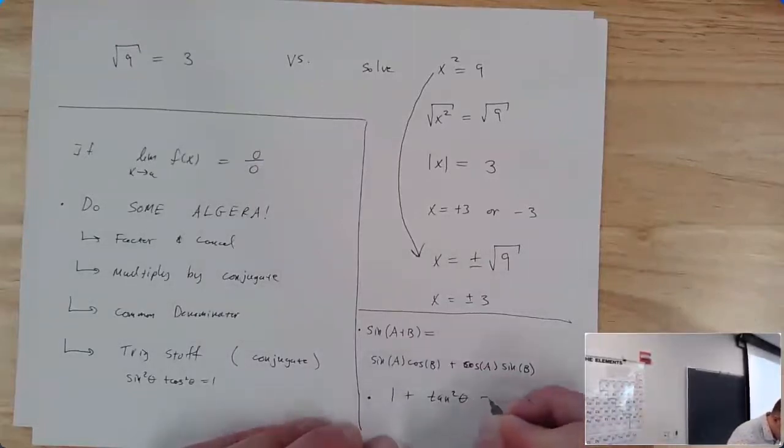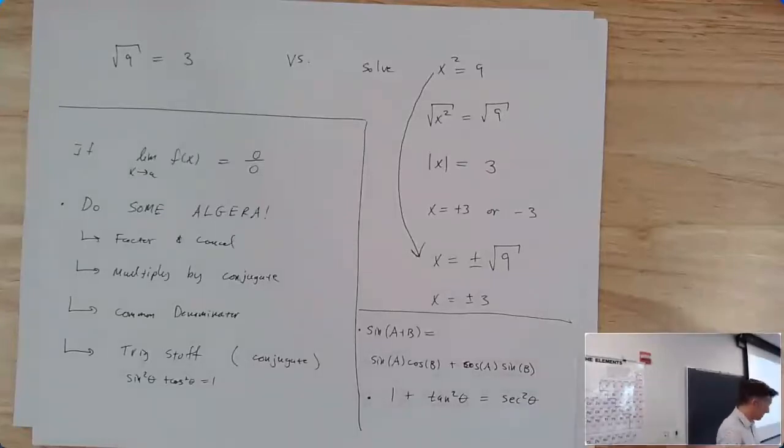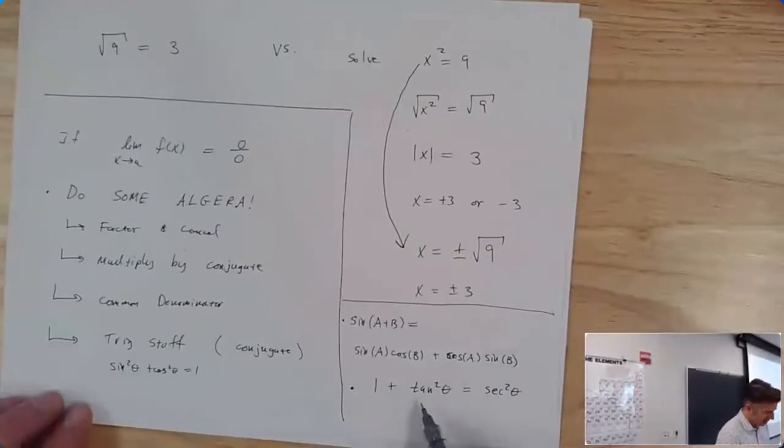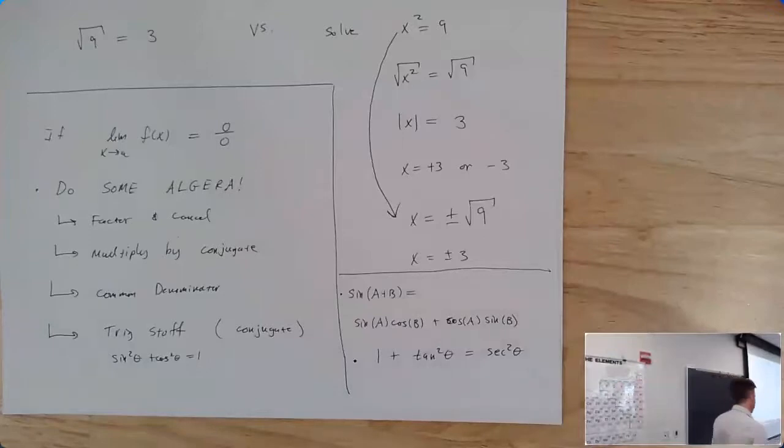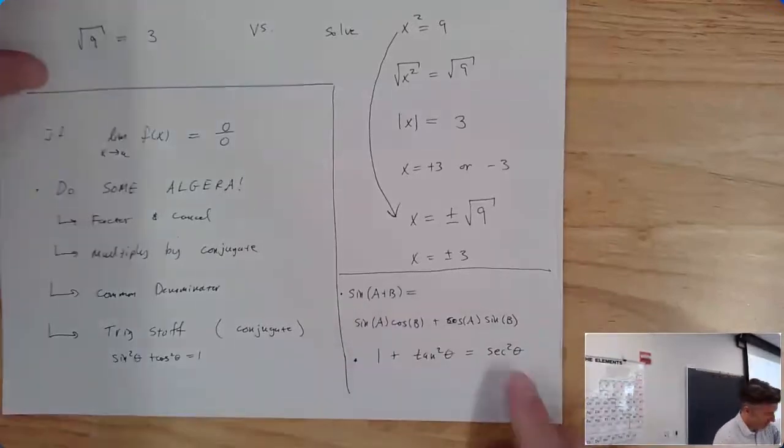1 plus tangent squared theta equals secant squared theta. Or as my student said once upon a time, "I tan and get sexy." Unforgettable. You'll never forget it. Burn it into your brains. You can't forget "I tan and get sexy." 1 plus tangent squared theta equals secant squared theta. So now you all are cursed with knowing that "I tan and get sexy."